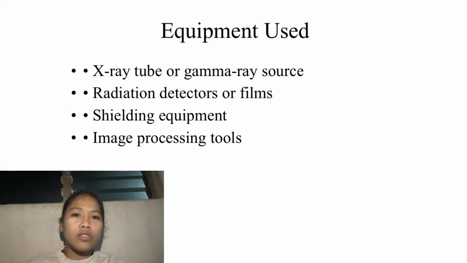Equipment used. Some of the equipment used in radiographic testing includes an X-ray tube or a gamma ray source, detectors or films to capture the image, shielding equipment for safety, and image processing tools to interpret the results.